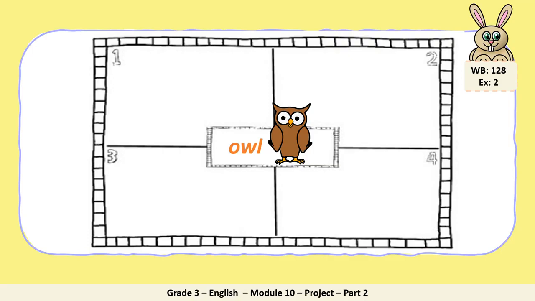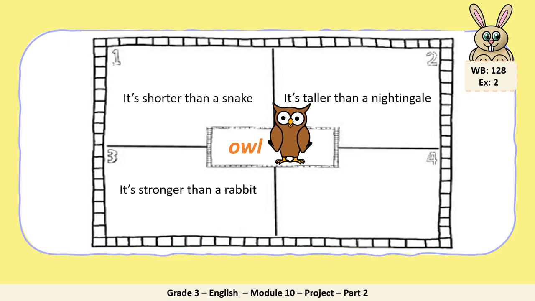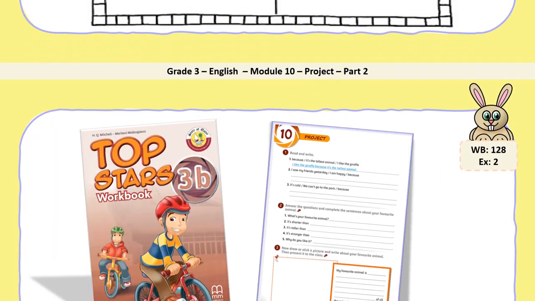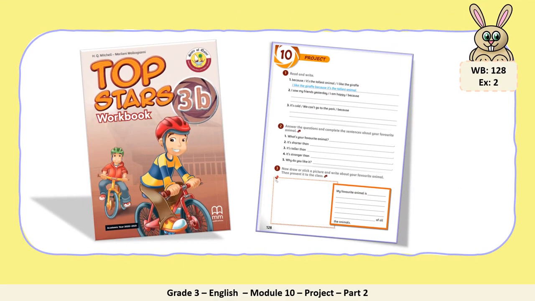For example, my favorite animal is the owl. It is shorter than a snake. It's taller than a nightingale. It's stronger than a rabbit. And I like it because it's the smartest. Now, this is not the final writing, so we don't have to use perfect sentences yet. Don't get rid of your 4 square paper yet. You will need it in the next step.